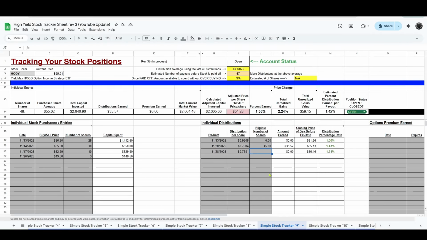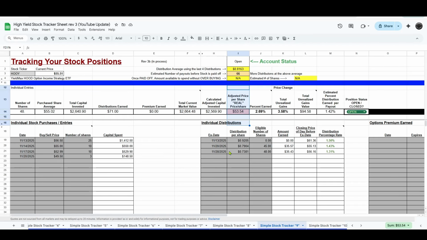HUI, and for HUI, I can account for all shares before 11/28, and that is all my shares because the last purchase was on 11/20. So 48 shares entered into my eligible number of shares. So my real price per share of $54.28 now becomes $53.54. The current price of HUI being $55.51. So even if it drops down to 54, guess what? I'm still under it now versus what I was just before receiving this distribution.